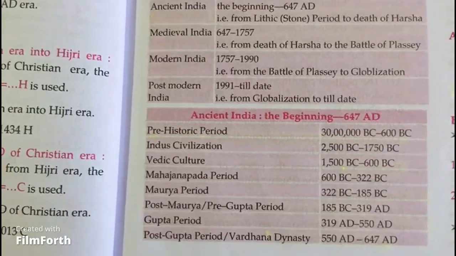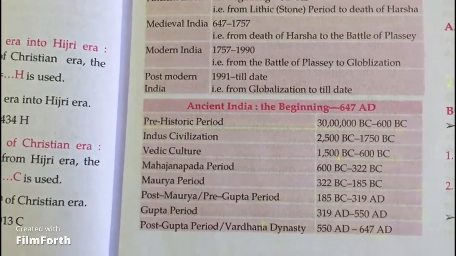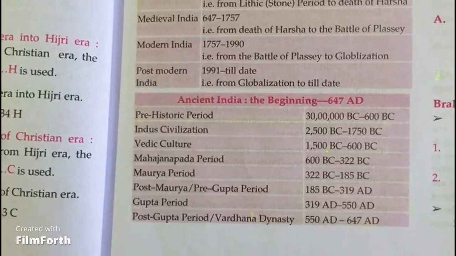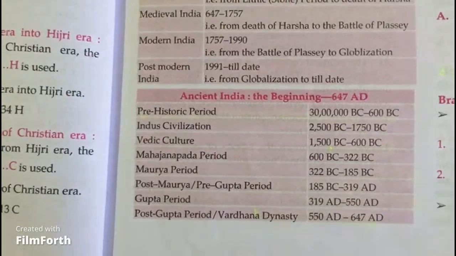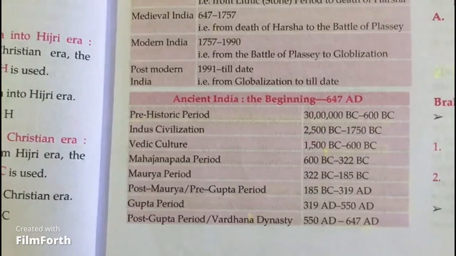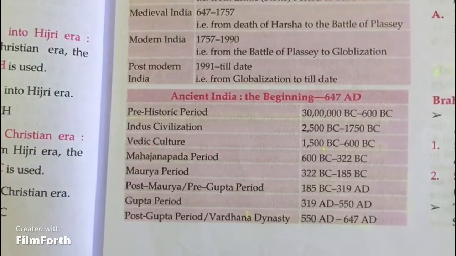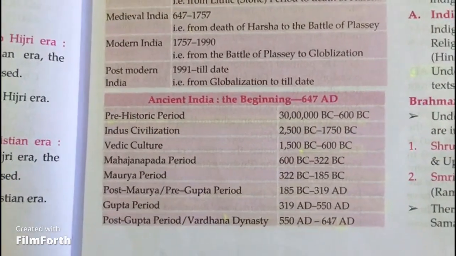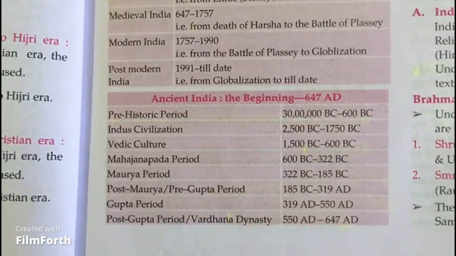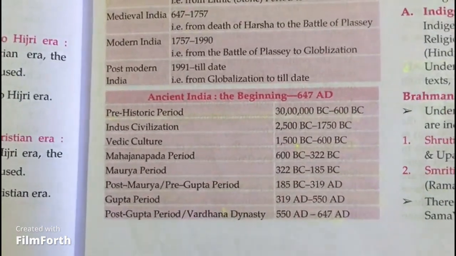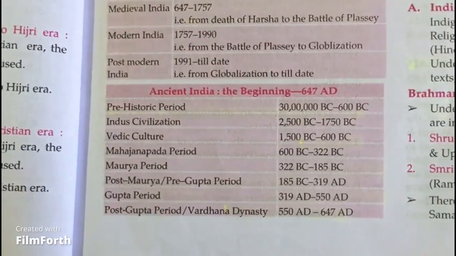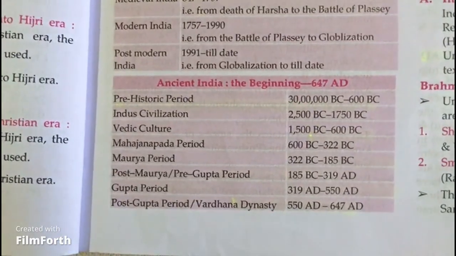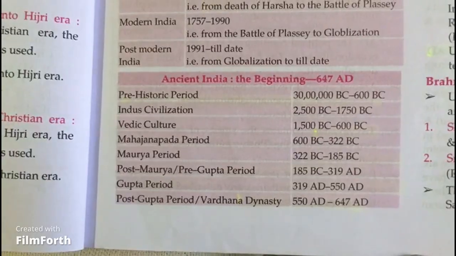And here, ancient India, which is the beginning. Prehistoric period, 30 lakhs BC to 600 BC. Indus civilization, 2500 BC to 1750 BC. Vedic culture, 1500 BC to 600 BC. Mahajanapada period, 600 BC to 322 BC. Maurya period, 322 BC to 185 BC.